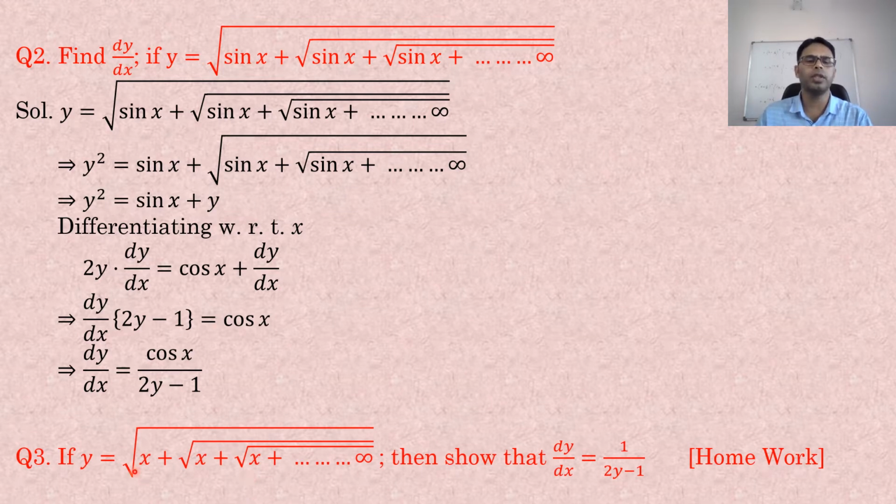Solve this question as homework: if y is equal to the same series, just root x is given in place of sin x. Sin x is replaced by x, x, x, and the answer will be this one. The process is the same, and I think you can solve this problem, so this question is homework for you. So let me take the next question, number 4.